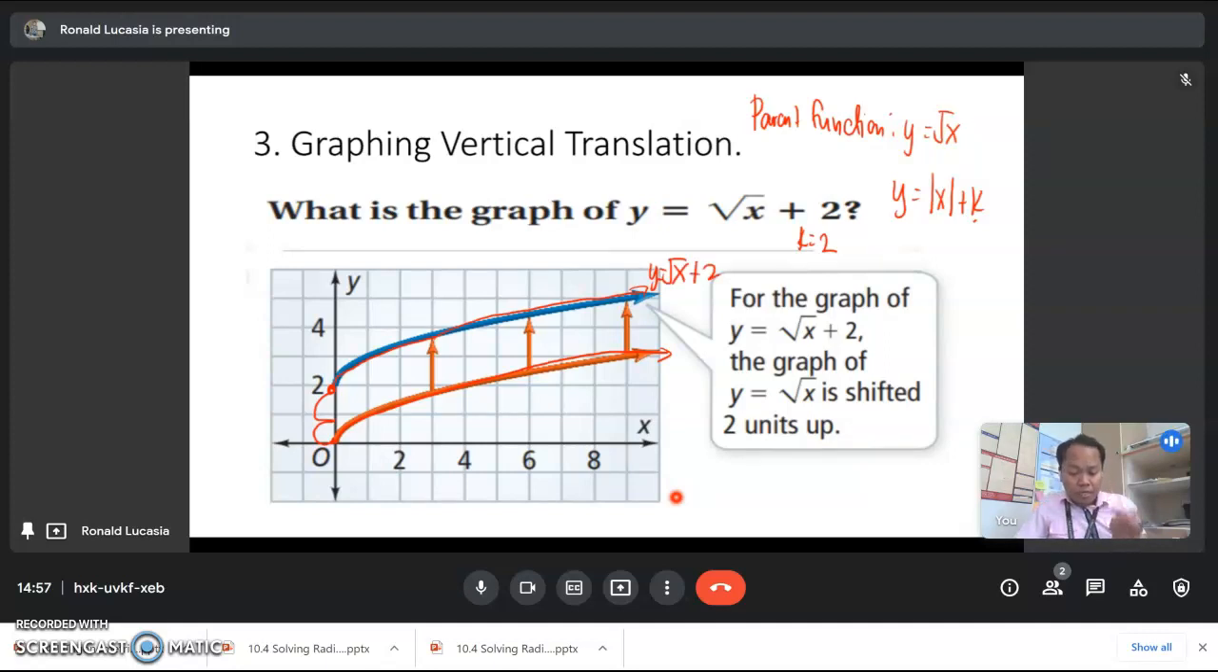Okay, so if you're asked to find the graph of y is equal to the square root of x minus 1, from here it is shifted 1 unit down, so that will be like this one. Okay, k shifts the graph up and down.